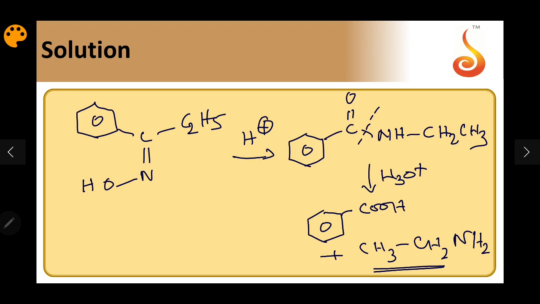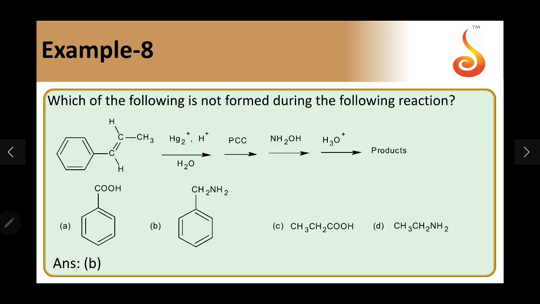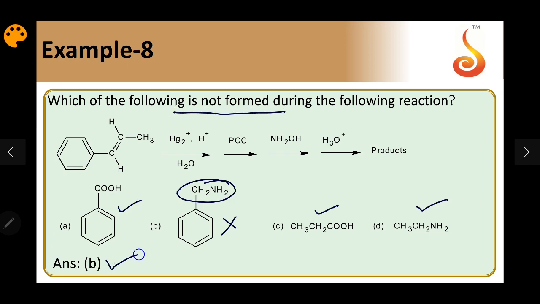So we'll see what compounds are given, what compounds are not given in the options. So we see clearly benzoic acid is present, so this will be formed. And see, benzylamine is not formed, aniline is going to be formed, propanoic acid is formed, and ethylamine is also formed. So the answer is B because they're asking for not formed. So answer should be B.